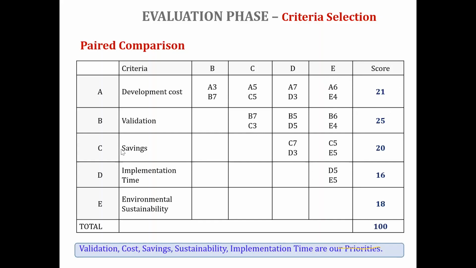Now the C category, for savings: C3 and C7.